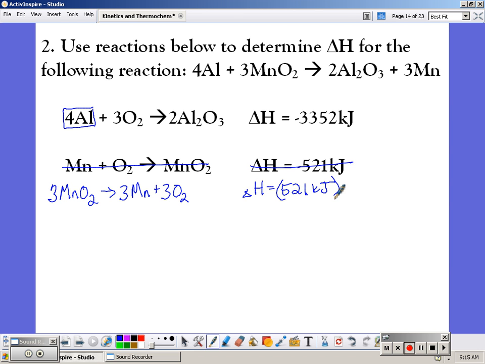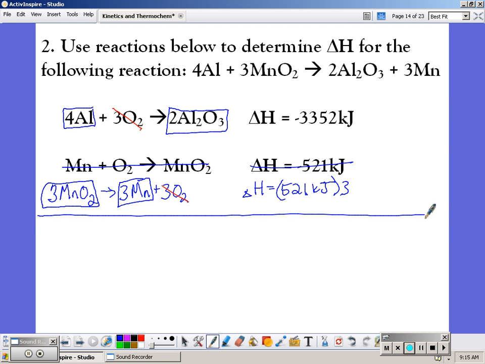So there's my second reactant. My first product is 2 aluminum oxides, which I have here, and 3 Mn, 3 manganese. If you notice, I have 3 oxygens as a reactant, which will cancel 3 oxygens as a product. So when I add my reactions together, I should end up with my overall reaction: 4 aluminum, 3 manganese dioxide yields 2 aluminum oxide plus 3 manganese. The order doesn't matter as long as they're on the appropriate side of the arrow and there's the same amount.